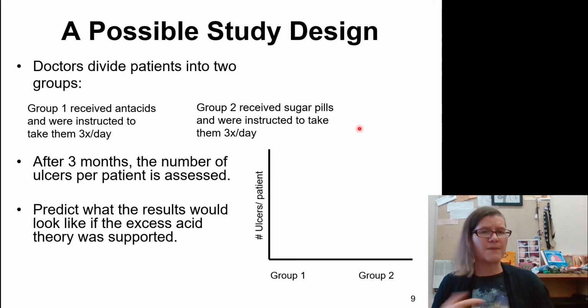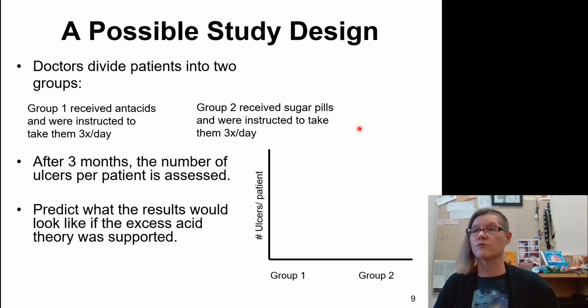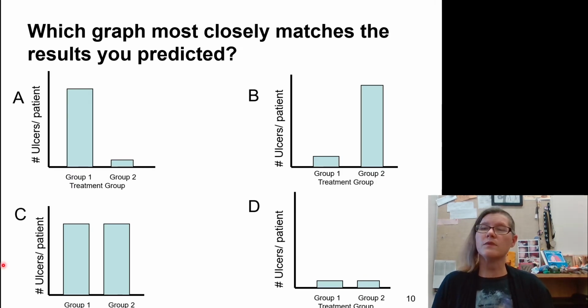This is our scientific method. They took them, and then we assessed how many ulcers they had. So think for a moment about what the results would look like if the excess acid theory was supported. So remember, group 1 took the antacids. Group 2 took placebo. All right, so here's some possibilities. These are the different things that could happen.